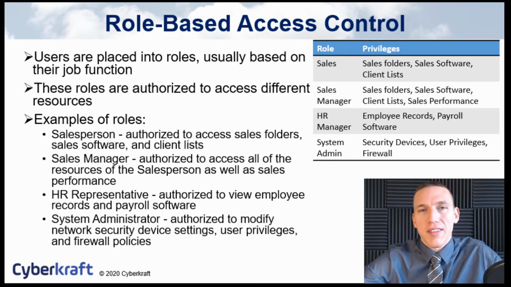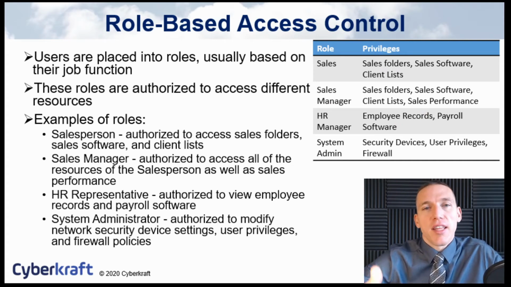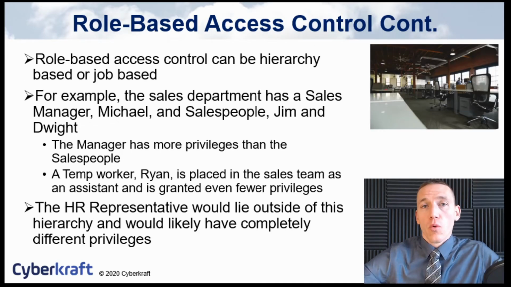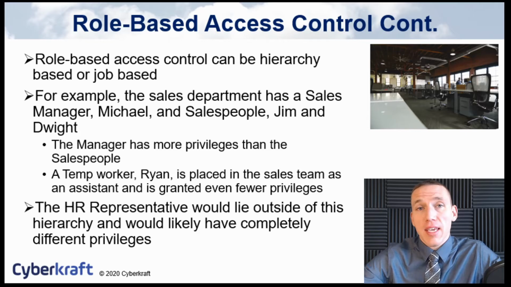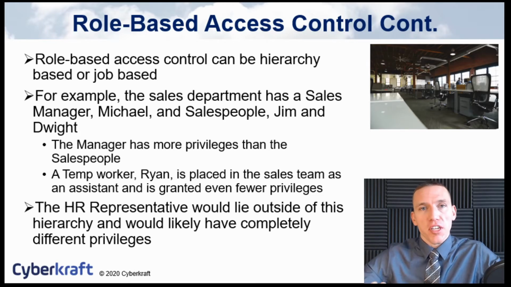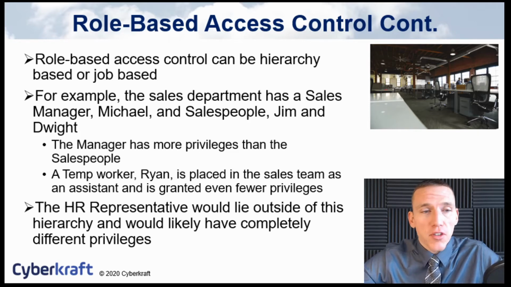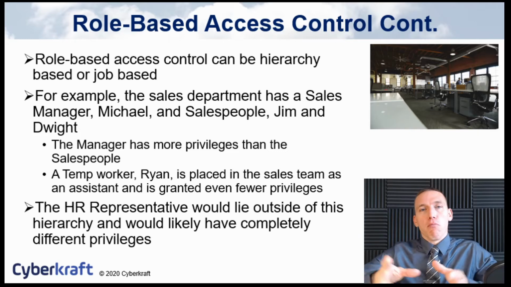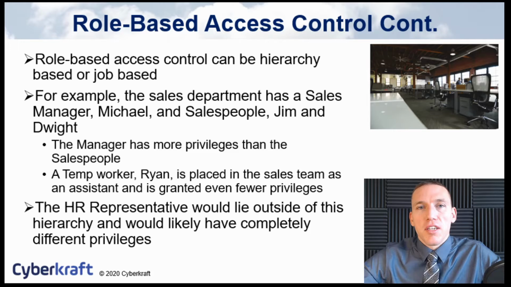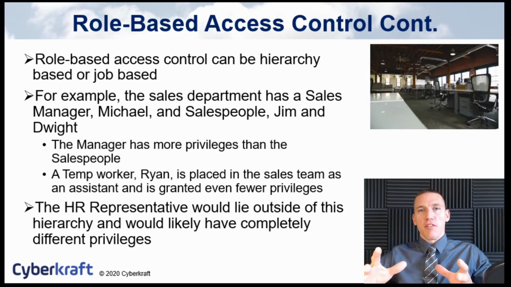So different roles would be decided upon by the organization, then assigned to users, and privileges would be associated with those roles. Role-based access control can be hierarchy-based. So you might have a user like a manager who would have more privileges than individuals within the department that manager manages. So for example, a manager of a sales team, Michael, might have more privileges than the salespeople, maybe Jim and Dwight and Phyllis.